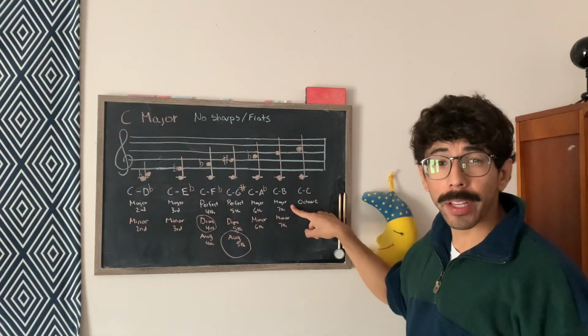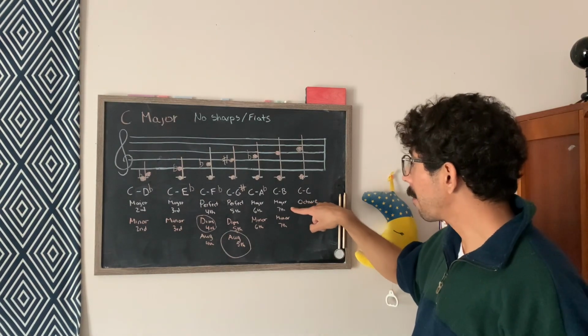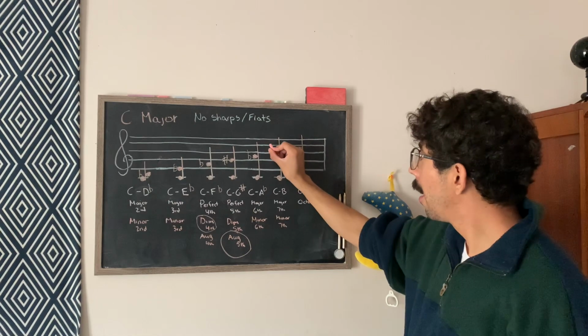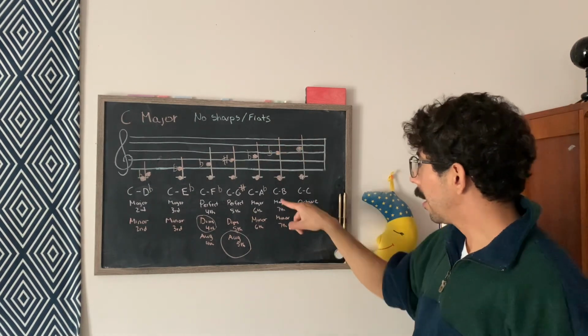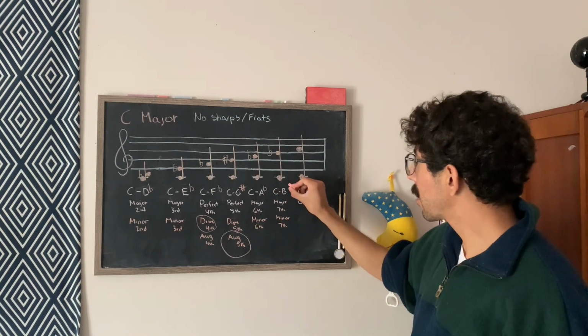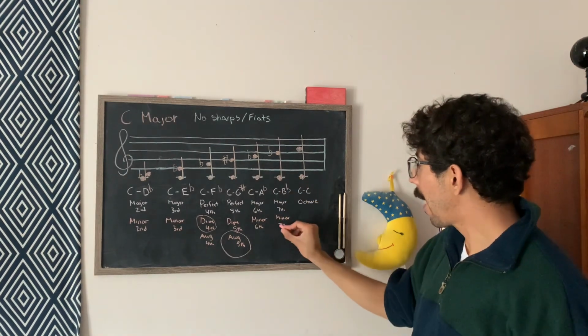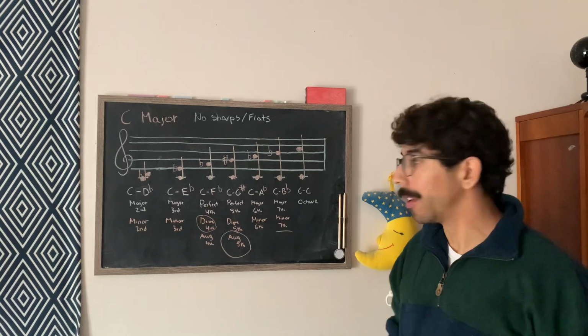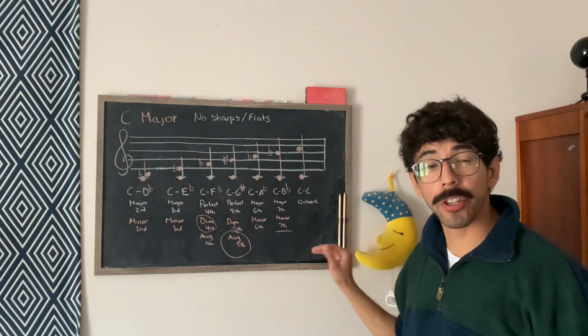And the same thing applies for a major seventh. If we want to make the major seventh minor, we take the top note and go down half a step. And so instead of going from C to B, we're going to go from C to B flat, and that would make it a minor seventh. In the case of an octave, there's not much change here.